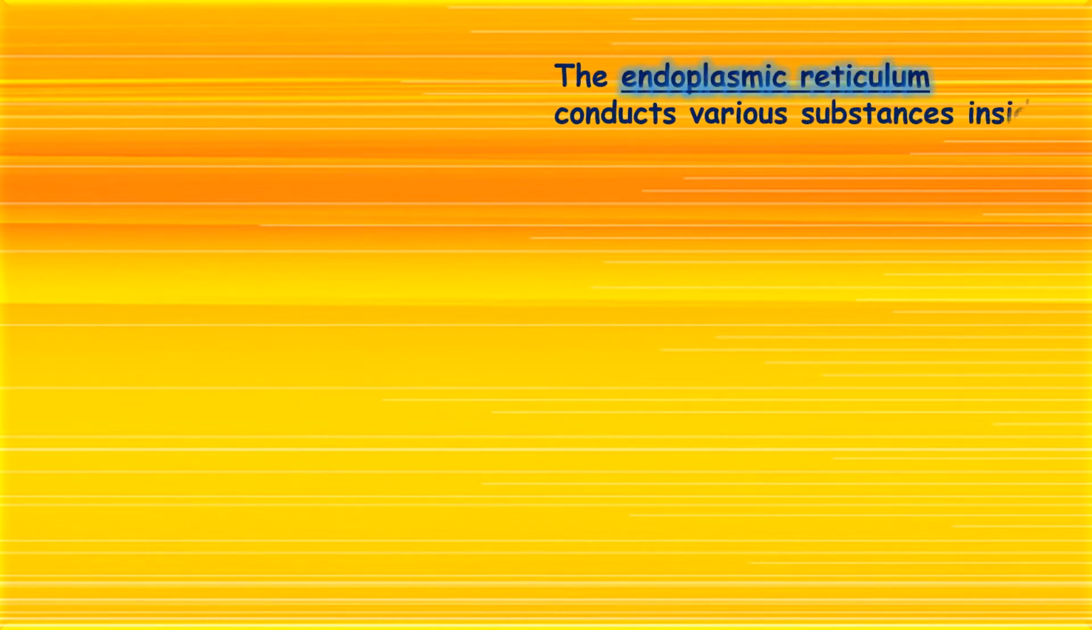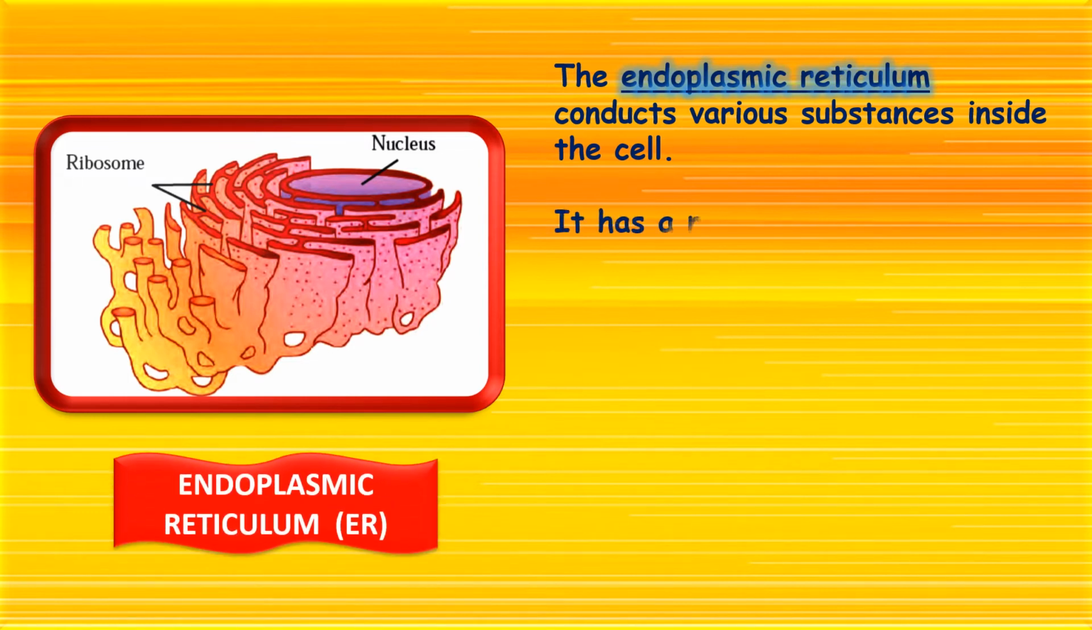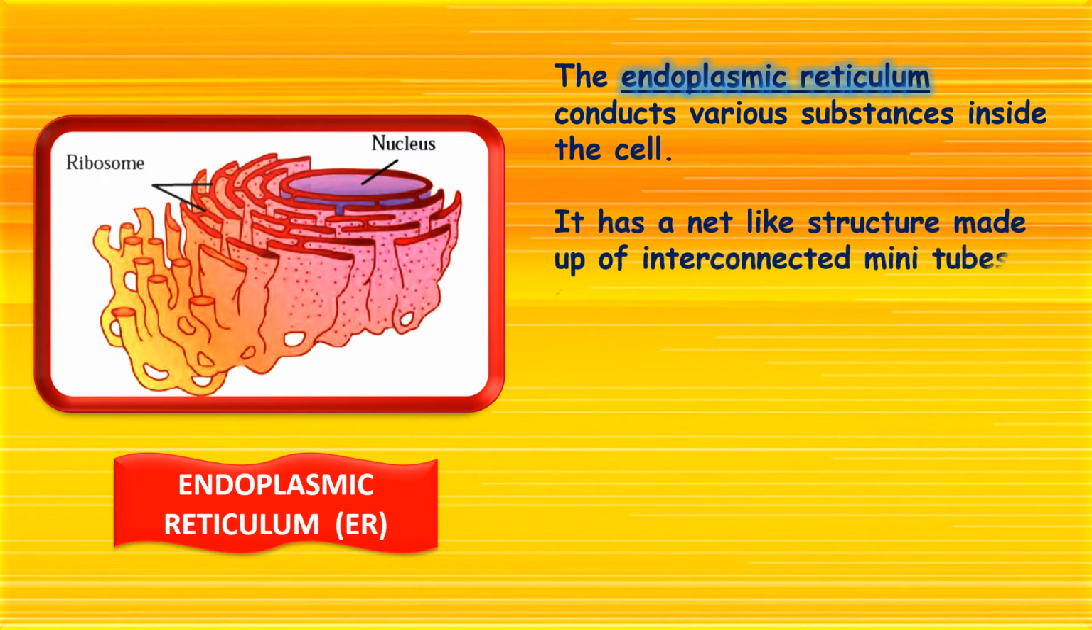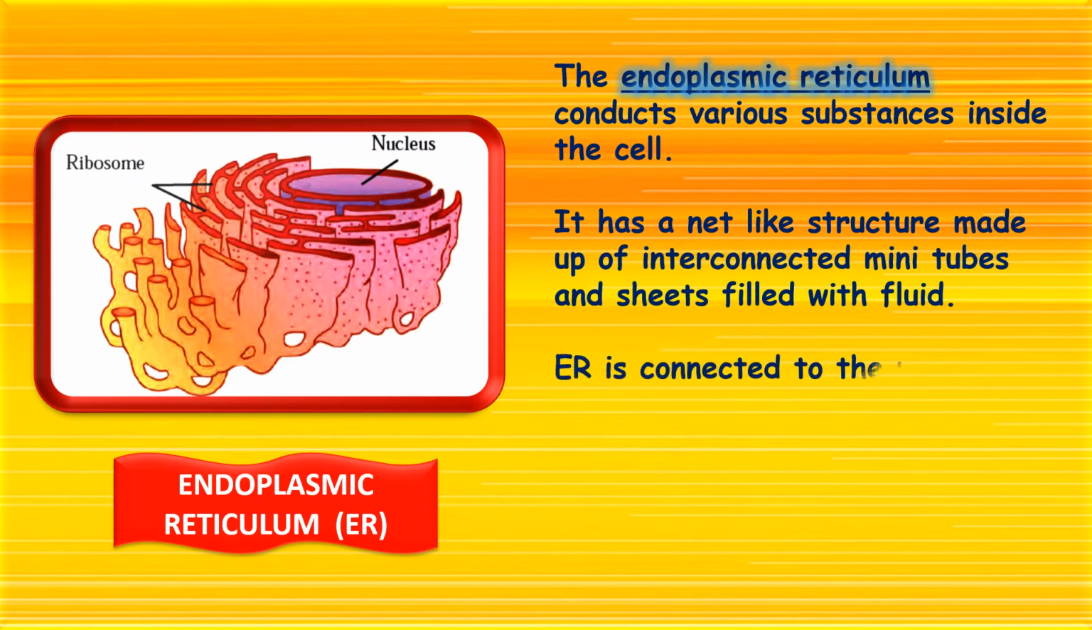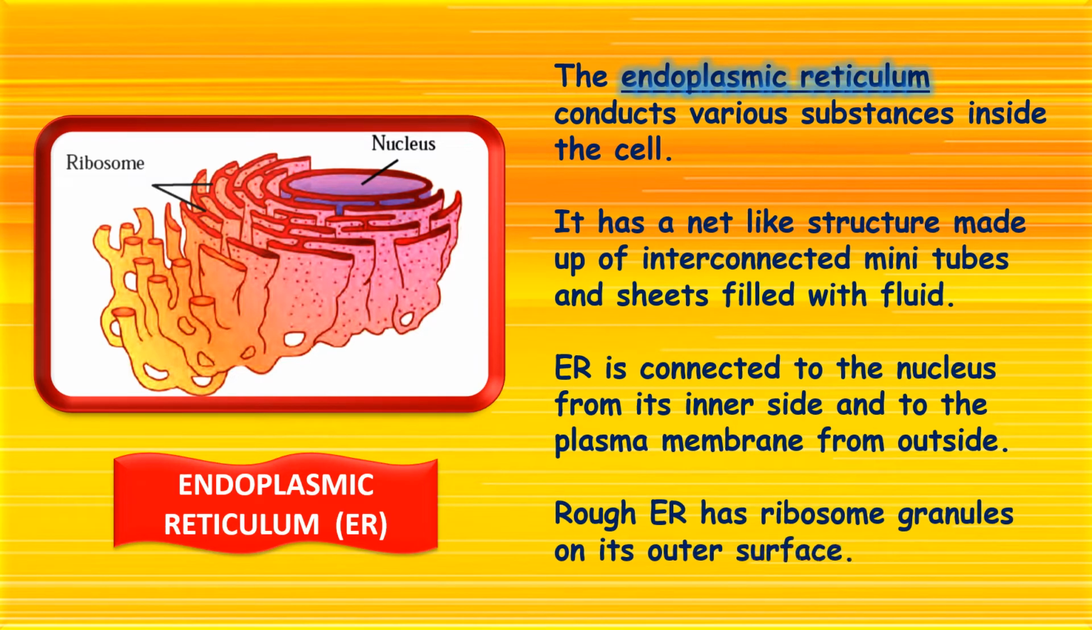Next comes the endoplasmic reticulum, which conducts various substances inside the cell. See the nucleus, this is the nucleus of the cell, touching it is the endoplasmic reticulum. It has a net-like structure made up of many mini tubes and sheets which are filled with fluids. It is connected to the nucleus from inside and to the end of the cell, that is the plasma membrane, from the outside.